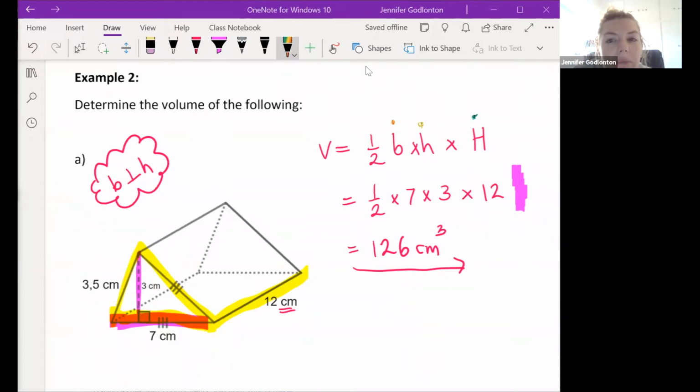Can I ask, where did the 3,5 go? So it doesn't go anywhere, we just don't use it. Because we don't need it for our volume formula, we just don't input it. So it's still there, we just don't need it. Oh. Okay.